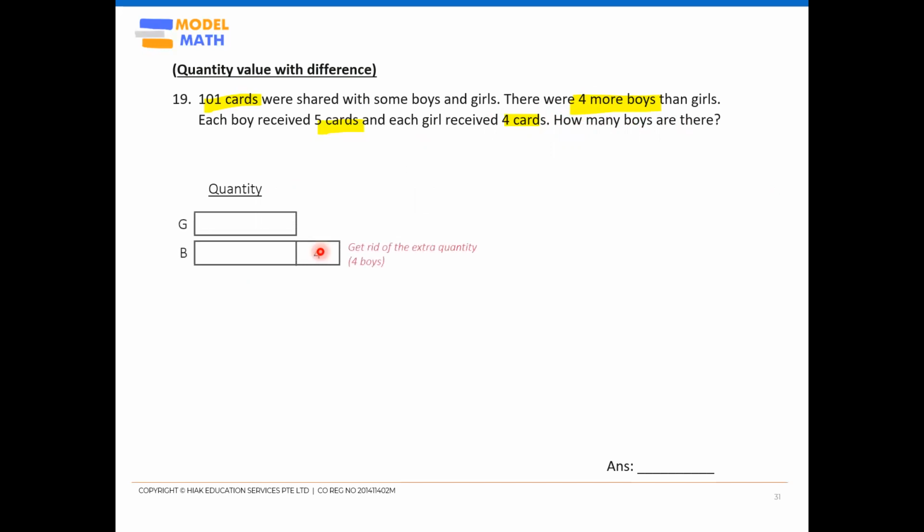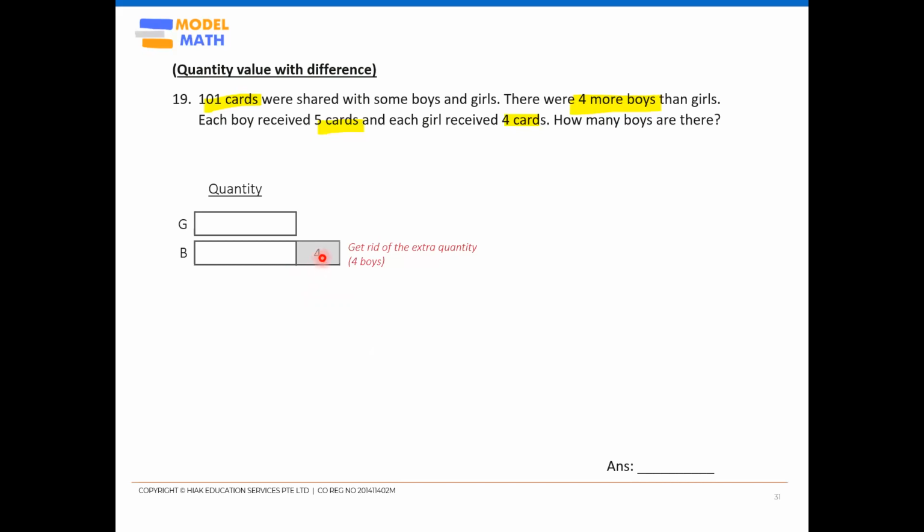So boys, four more than girls. What we're going to do next is first get rid of the extra four boys. As you can see, it says get rid of the extra quantity, four boys. Later you will see why it says get rid of the four boys. So let's shade off the four boys.